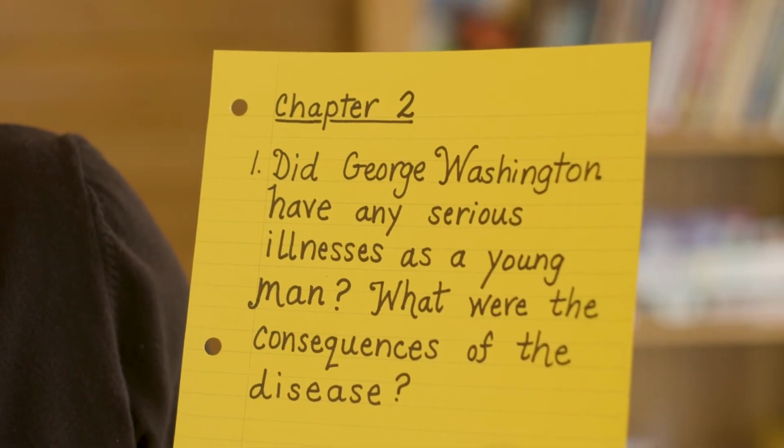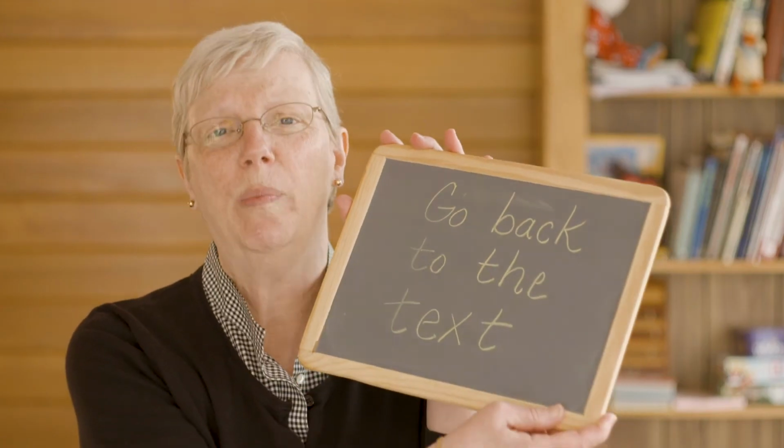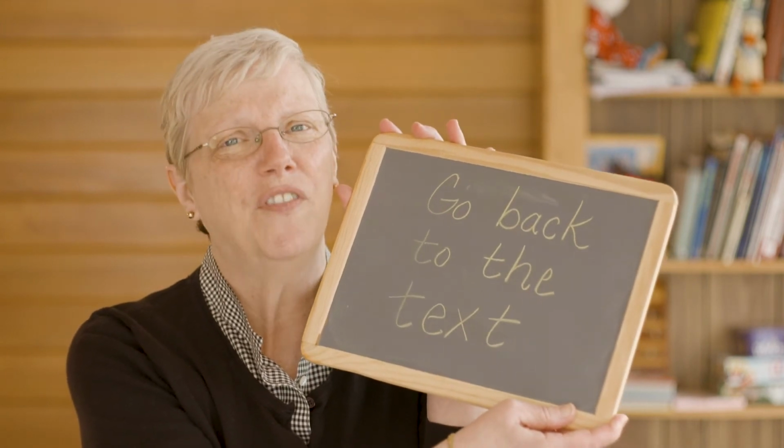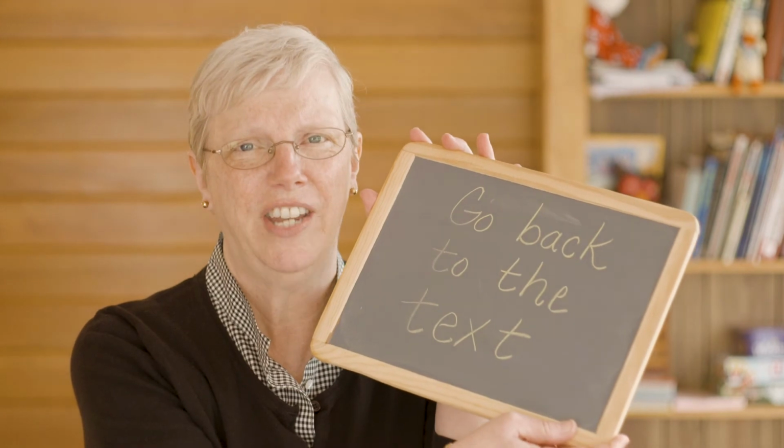There are other examples you can think of for literal comprehension. For example, what years did Abraham Lincoln serve as President of the United States? Or how many body parts does an insect have? I'd like you to think about how you could go back to the text to find those answers for basic literal understanding.